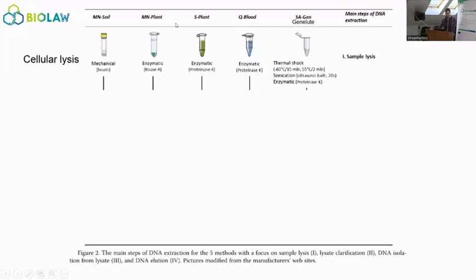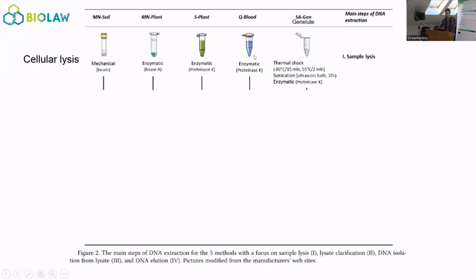I'm going to show you these 5 kits. Each column here will be a kit. You have the 5 names here, and we're going to detail the different steps. You will see that the strategies to extract the DNA are different. So here, this kit is called Macherey-Nagel kit soil, what we also call the soil kit. There is also from the same company a plant kit, the S plant, another kit for blood, and here the GenElute, the well-known methodology to extract DNA.